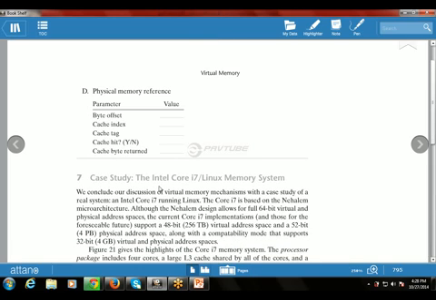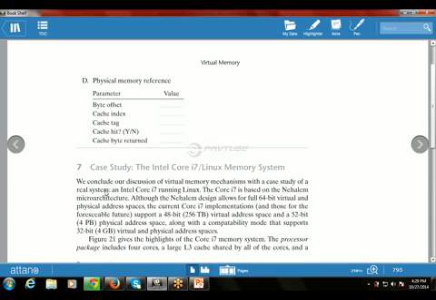Now, today's concept is the Intel Core i7 Linux memory system. This is a case study. A case study means this is an example of how the Linux memory system is used whenever we are using virtual memory. We conclude our discussion of virtual memory mechanisms with a case study of a real system, that is, a scenario-based system. The name of the system is the Intel Core i7 running Linux.